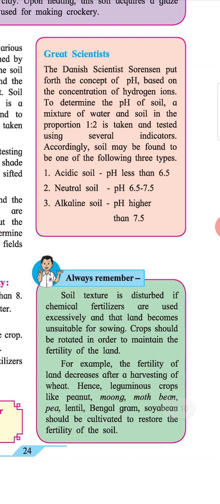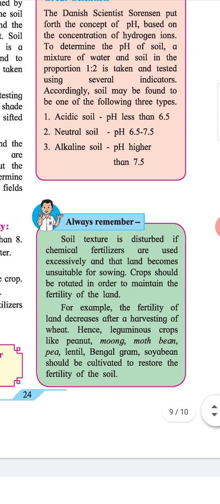Great Scientist. The Danish scientist Sorensen put forth the concept of pH based on the concentration of hydrogen ions. To determine the pH of the soil, a mixture of water and soil in the proportion of 1:2 is taken and tested using several indicators. Accordingly, the soil may be found to be one of the following three types.